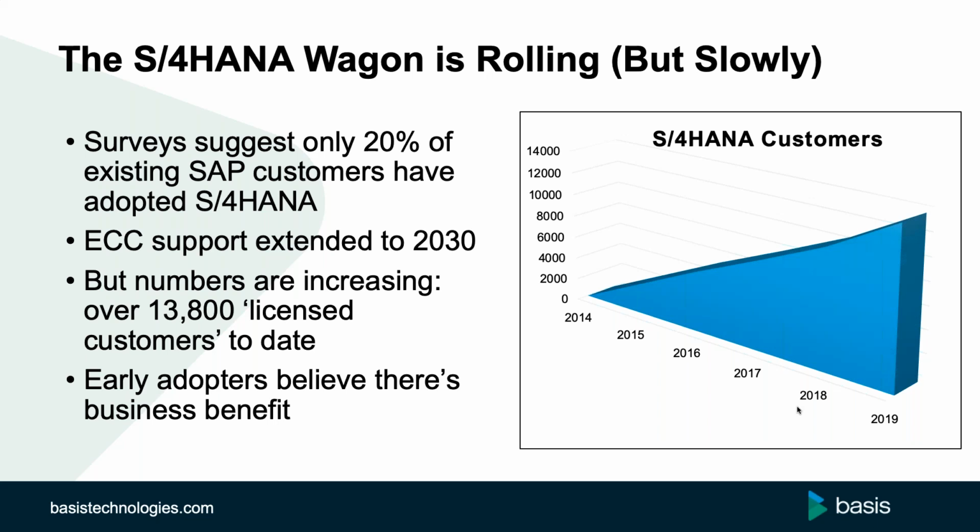But in saying that, momentum is growing, numbers are increasing. Recently, it was reported that there are nearly 14,000 licensed SAP customers. And certainly we are working with a number of organizations who are making the move to S/4HANA or already have, and they're doing that because they believe there's a benefit to their business. Sometimes it's technical, sometimes it's much more business driven, but they're seeing positive outcomes of making that move. So there's definitely some momentum growing.